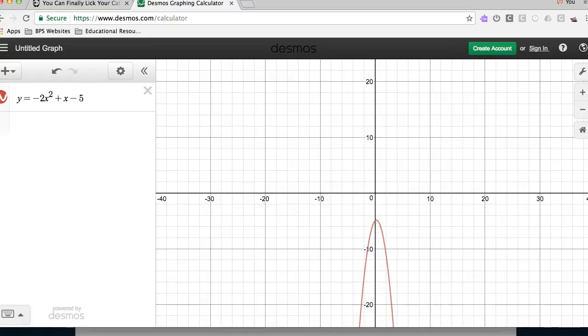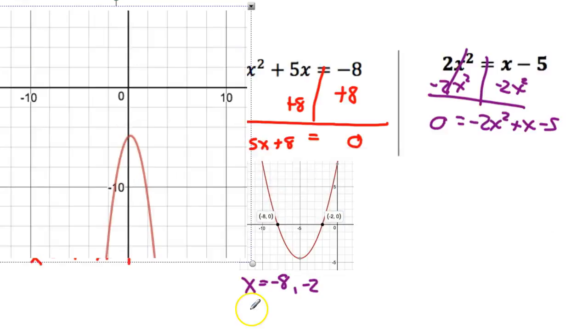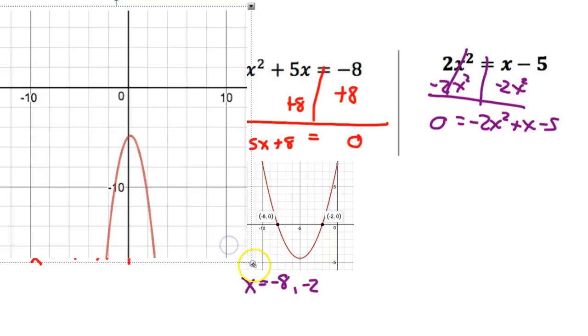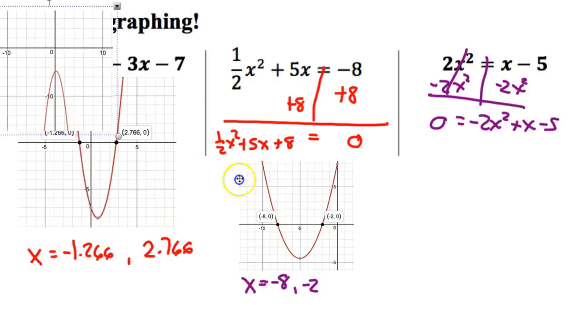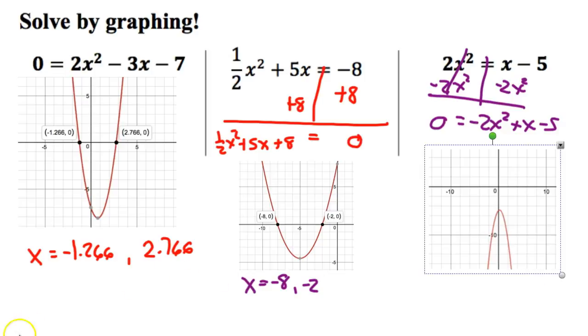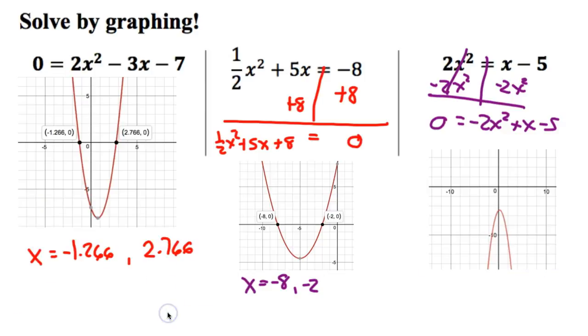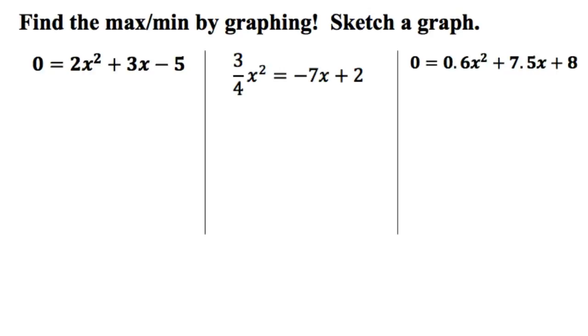Interesting looking graph. Well, it looks like it doesn't cross the x-axis at all. Let me take a picture of that just for fun. Bring it back over here. And so when it doesn't cross the x-axis at all, are there any solutions to this? No, there's no solutions, right? It never crosses the x-axis, so this one you just write no solutions. Boom, done.